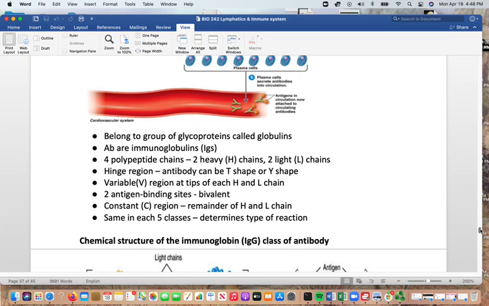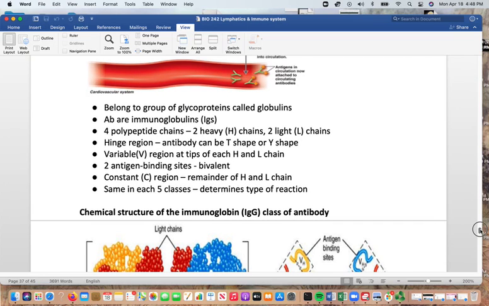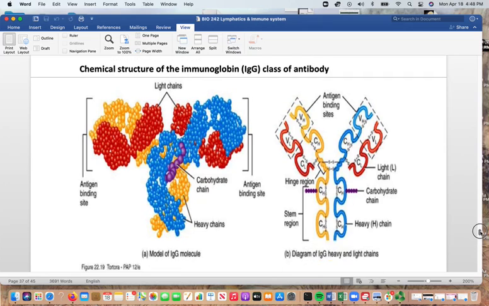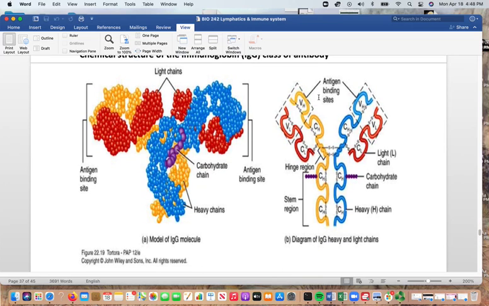The hinge region, an antibody can be T-shaped or Y-shaped. And then you've got the variable regions at the tips of the H and L chains. So you have 2 antigen binding sites that are bivalent. The C region or constant region is the remainder of the H and L chains. And it's the same in each of the 5 classes that will determine the types of reactions. So here you've got your L chain, your hinge region, the H chain here, and then you've got your antigen binding sites.